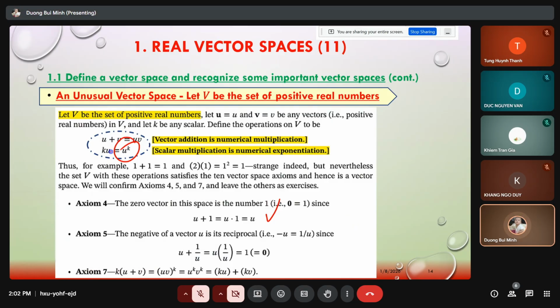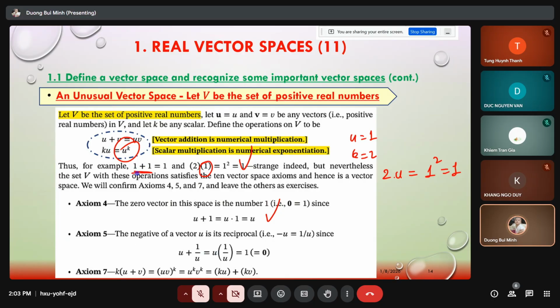But if we have K times U as U to the power of K, we check. Is it correct? Let me see. We have U is 1, right? And we have K is 2. So 2 times U is U to the power of 2, 1 to the power of 2, you get 1. Okay, this is correct.